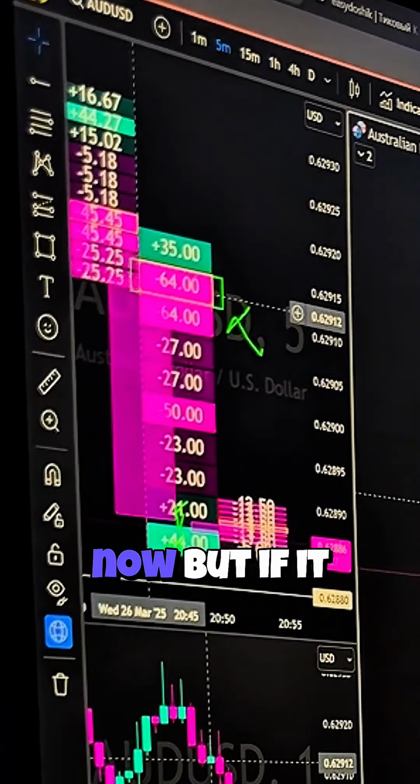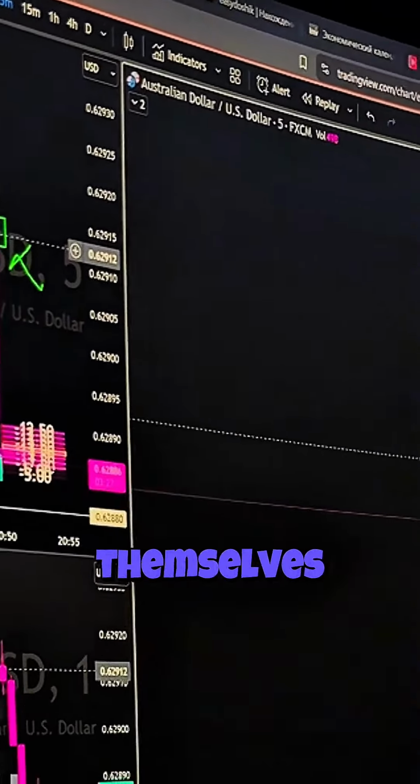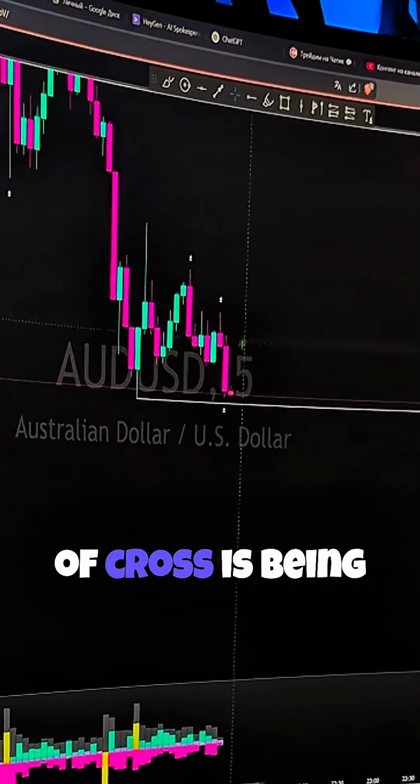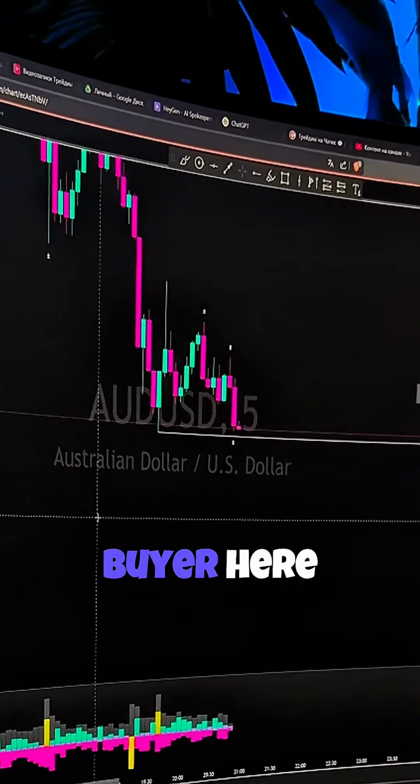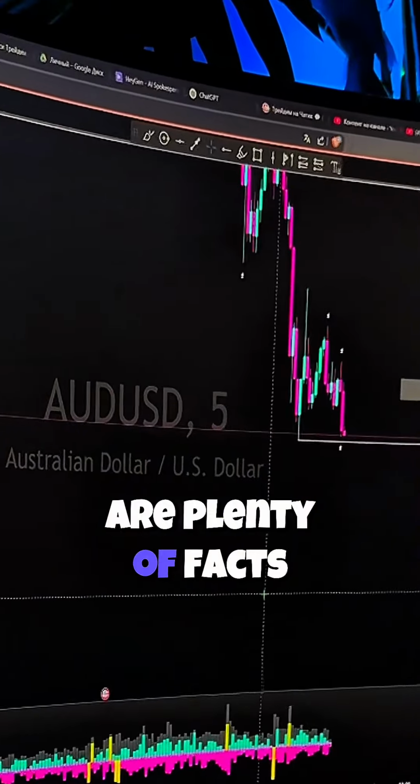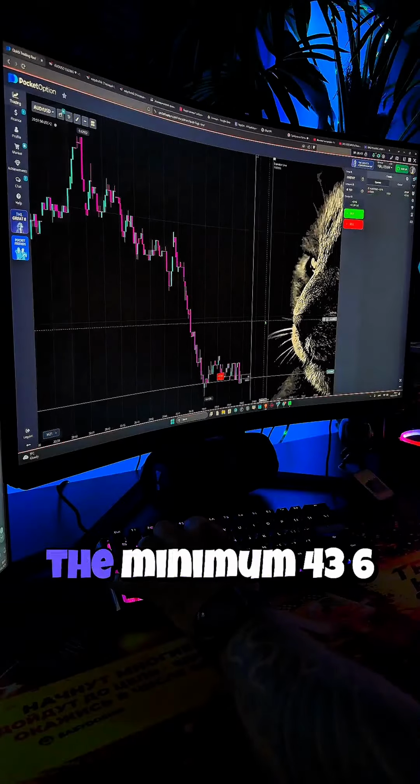We can see it now. But if it were a strong buyer, they would have shown themselves. And for now, we have here some kind of cross is being drawn. So I did not see a strong buyer here. All in all, there are plenty of facts to try to update the minimum.